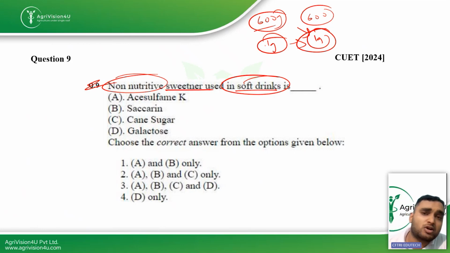So it is the main work of a food technologist to decide in what proportion or what ratio, and usually they are used in combination. So what combination you should use for those non-nutritive sweeteners so that they don't have a metallic aftertaste. In your soft drinks, usually acesulfame K and saccharin, these two are used as non-nutritive sweeteners. So A and B is the right answer for this question, which is your first option.